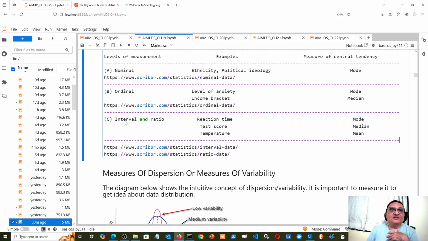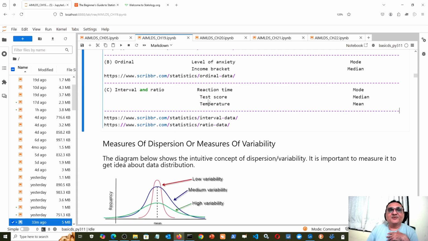Now there is something called interval and ratio. Now interval and ratio, the examples are reaction time, test score in percentile. When you find it in percentile, when you say that I have scored 95 percentile, so that means what? 95 percentile means what?